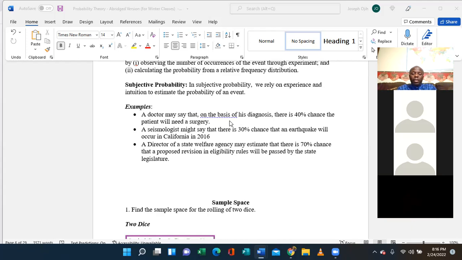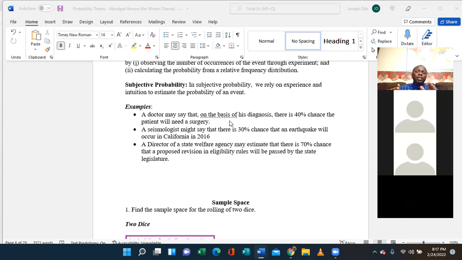Now, a seismologist might say that there is a 30% chance an earthquake will occur in California in whatever year it is. Well, it's just making an educated guess. If it's based on real experiments and observation, then you can say that. But because it is subjective, we don't normally use it often.